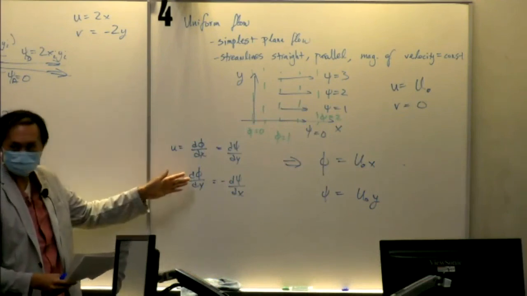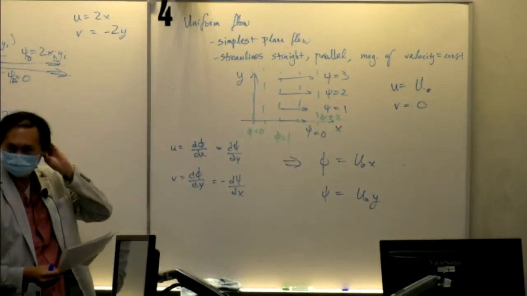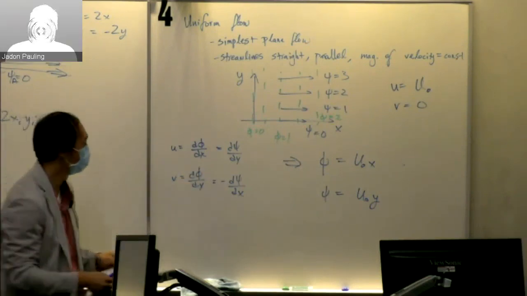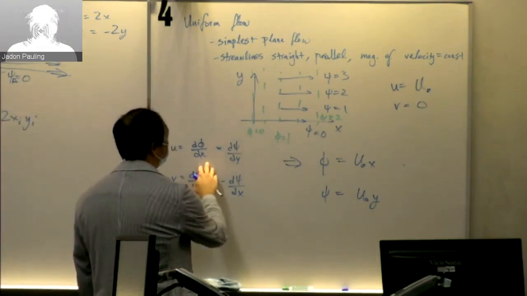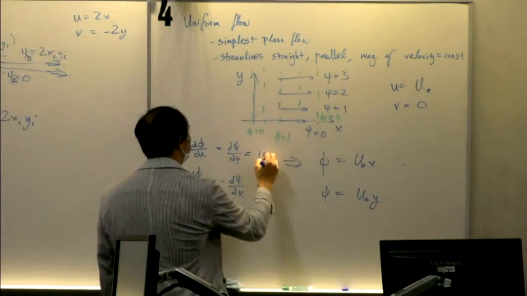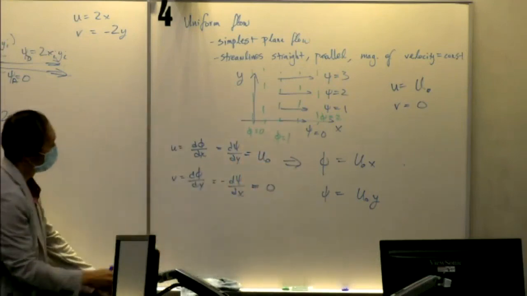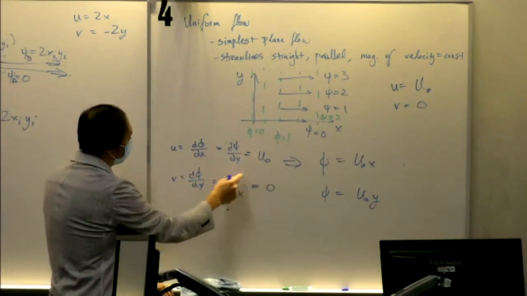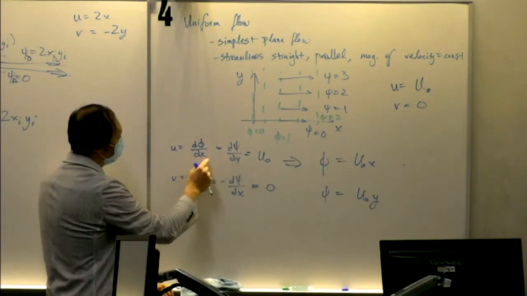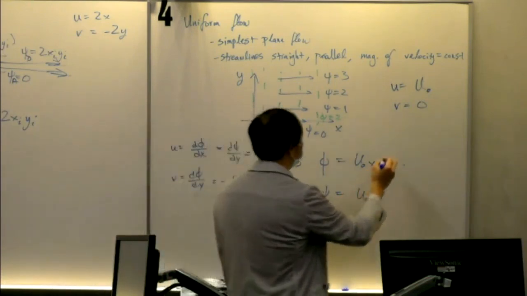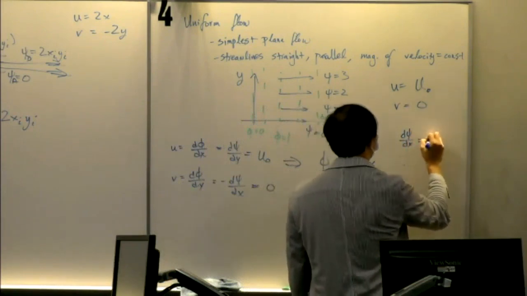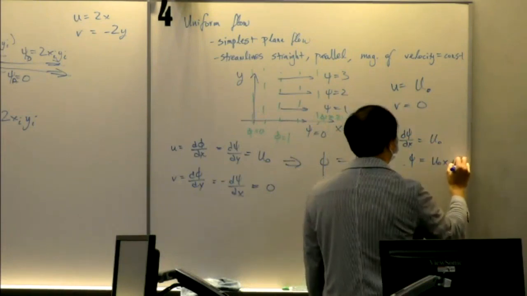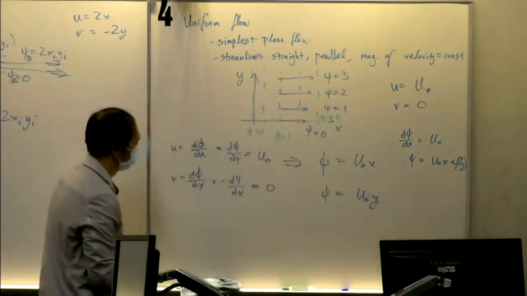Does anyone need me to go through this? Is this okay? Can you go through it really fast? Okay. How did I get that? Well, here, we put u naught here and we put zero here. I'm going to give you this left hand side in the quiz. What these say is the derivative of this stuff is equal to that. So the derivative of phi with respect to x is u naught. So d phi dx is equal to u naught. Integrate. So I got phi is equal to u naught x plus f of y. That's just like we did last time.